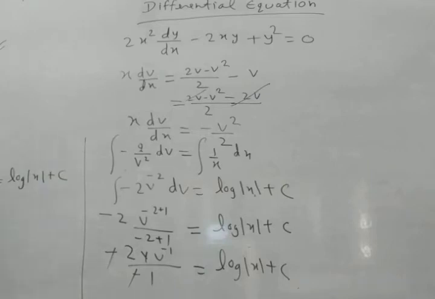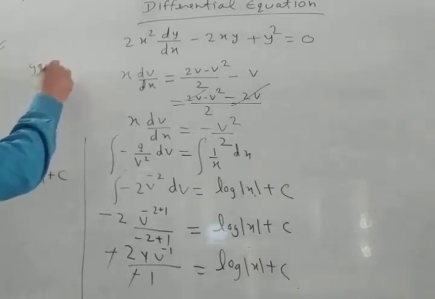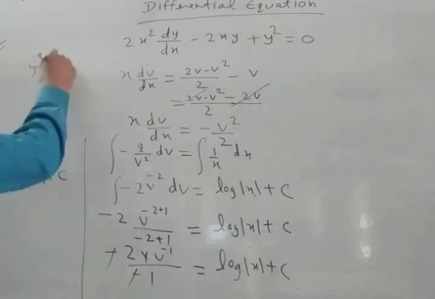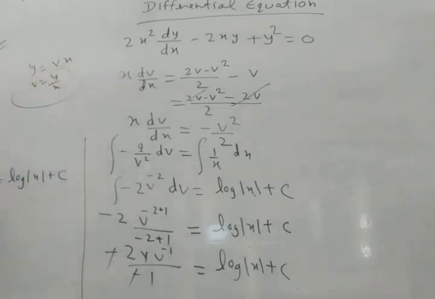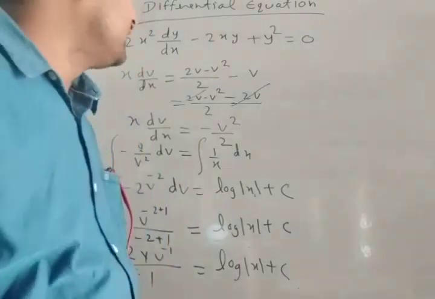Our v is what? We have taken y is equal to vx. So v will be what? y by x. Now we write here y and here x, and this is log of mod x plus c. So it will be our general solution of this differential equation.